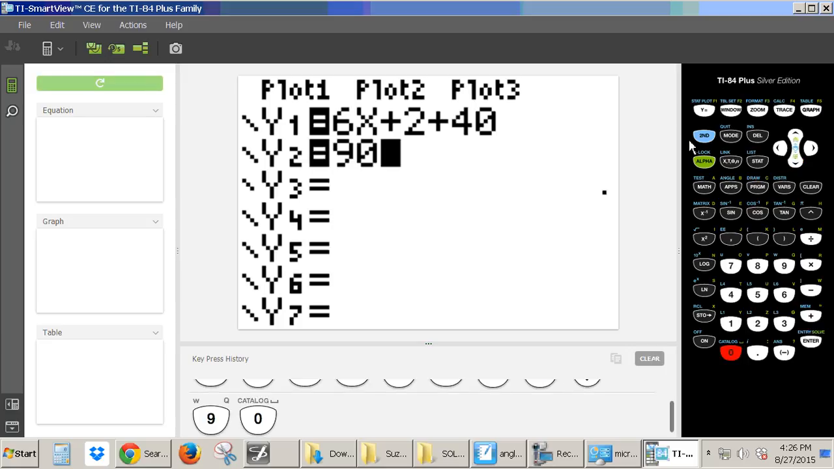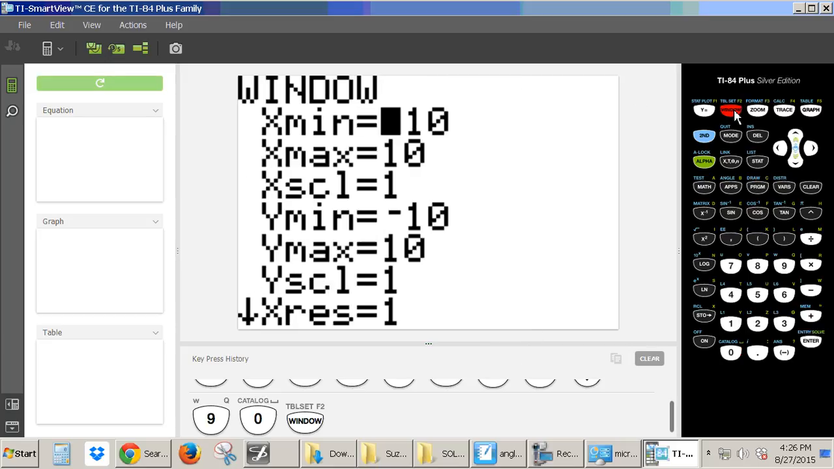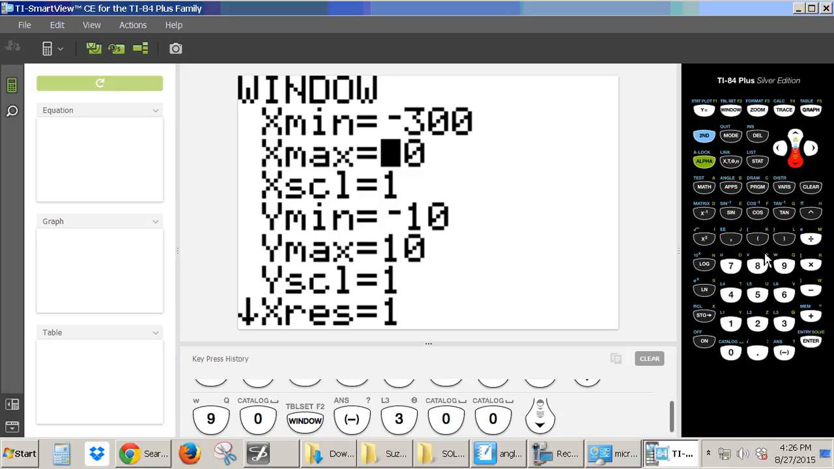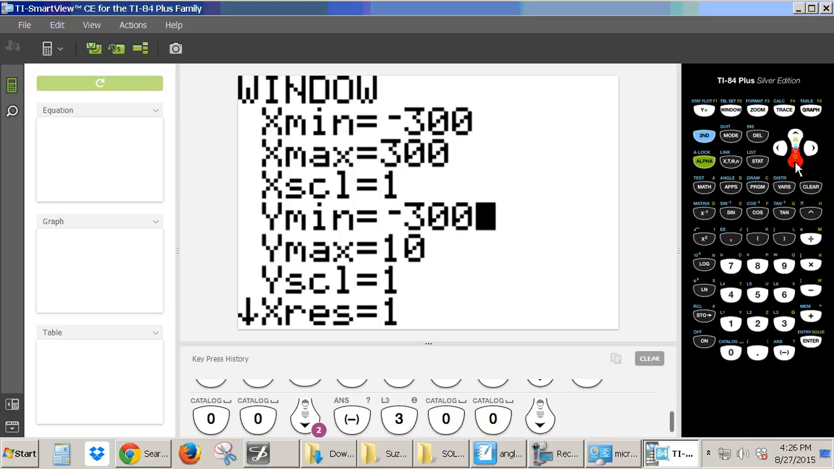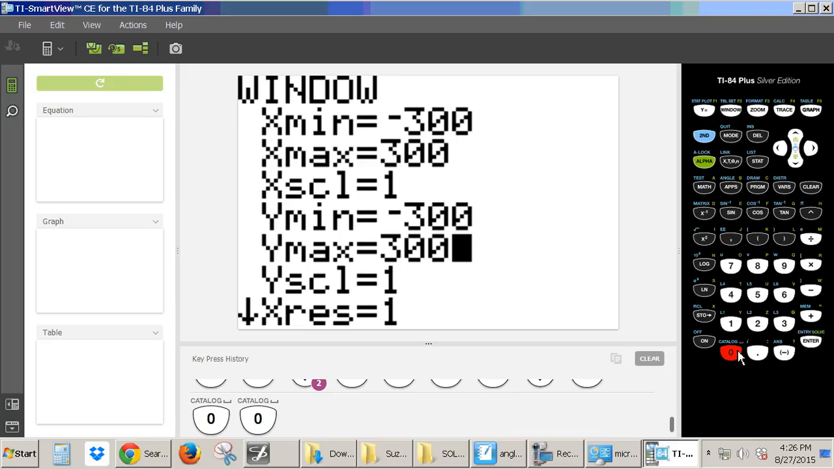Once I've done this, I want to make sure I have the right window. So I'm going to hit window. And I notice that my window is not very big. It's from negative 10 to 10. So I'm going to change it from negative 300 to 300. I want my scale to still go up by 1, but I'm going to go down to y min and change that to negative 300. Change my max to 300. And I'm going to take a look at the graph.